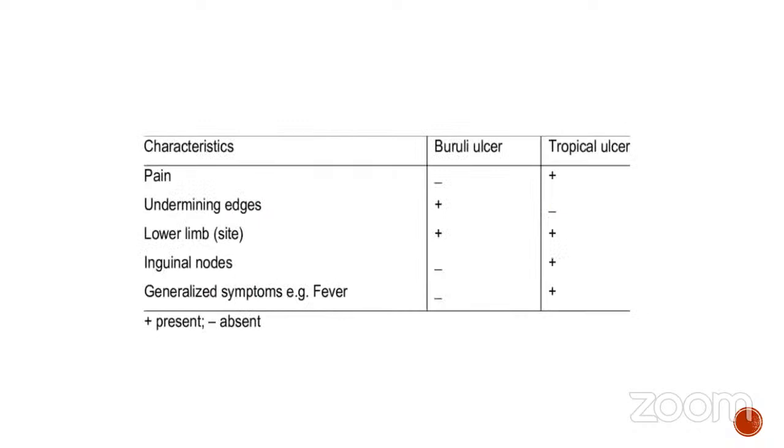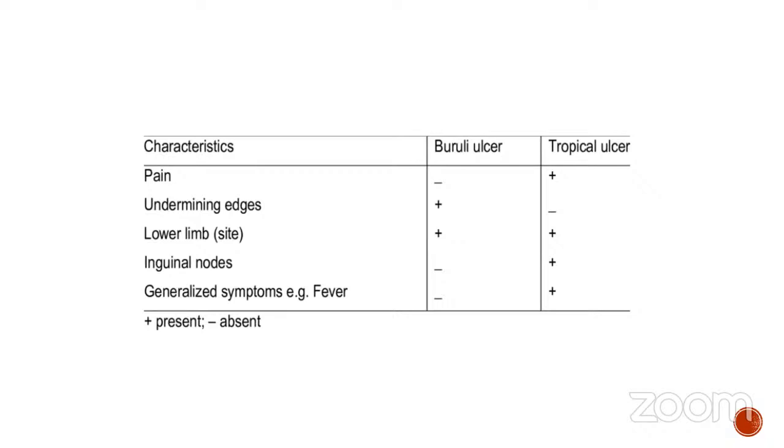So now we saw Buruli ulcer and tropical ulcer. Why I'm comparing these two is because both these ulcers are seen in tropical countries. So here, if we compare between these two, tropical ulcer is always painful, and it happens in the lower limb. But in addition to that, when a patient has tropical ulcer, there will be generalized symptoms like fever, weakness, and everything. So it looks like a systemic illness, and inguinal lymph nodes will also be involved.